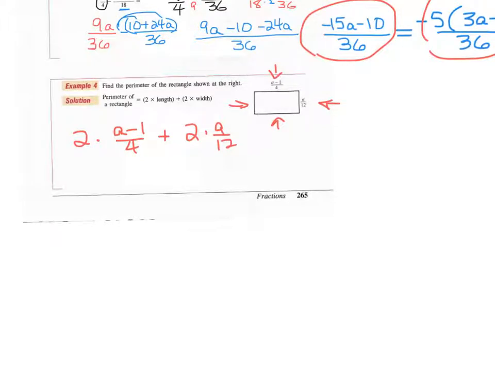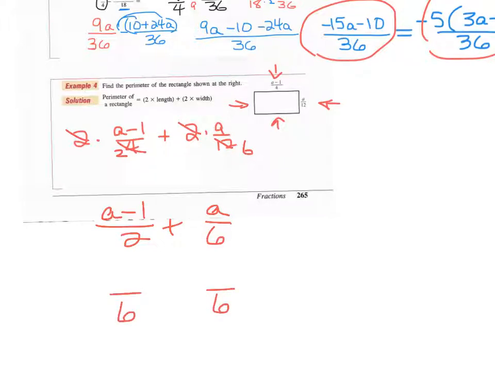And I could actually simplify diagonally here and make this a 2. So a minus 1 over 2. Simplify this, make this a 6. So a over 6. Now at this point, I need to find a common denominator between 2 and 6. And my common denominator here is going to be 6.